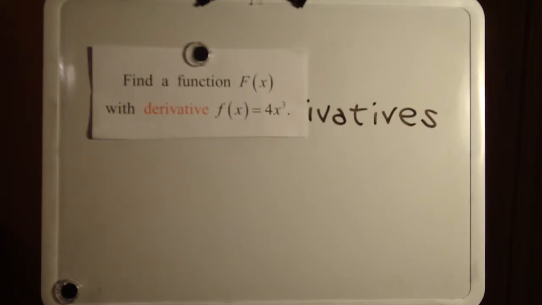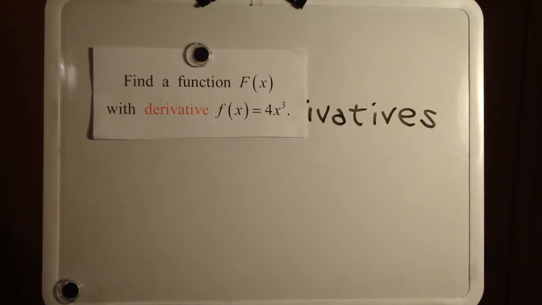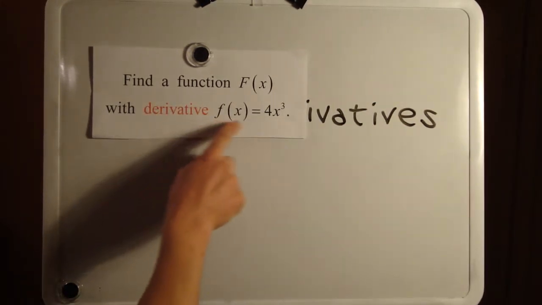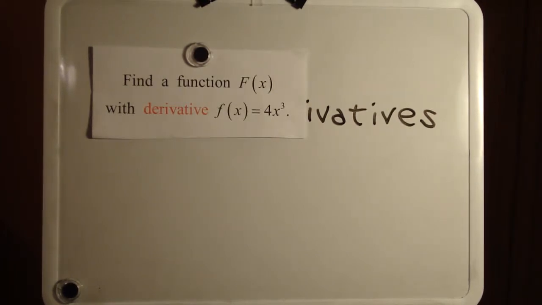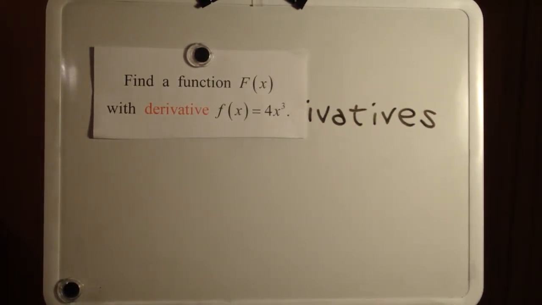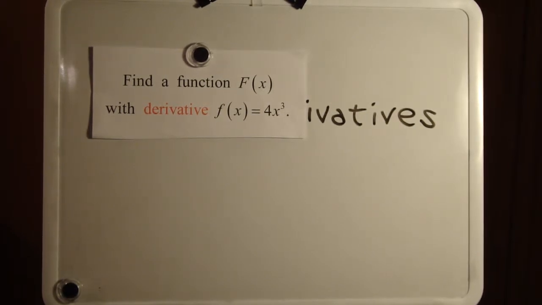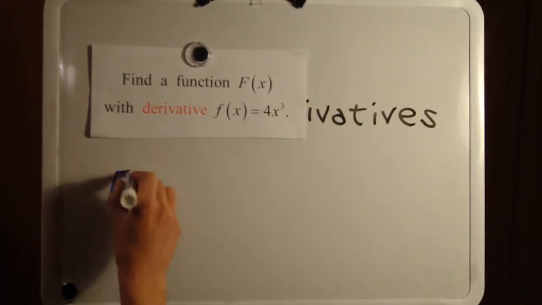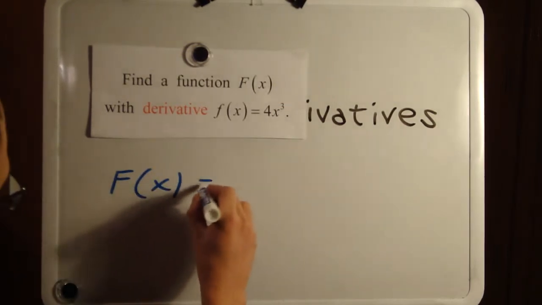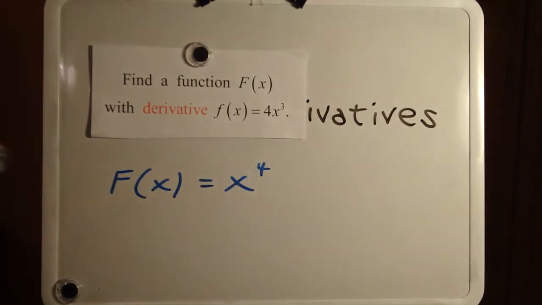This question is saying, let's find a function. We're going to call it capital F of x. So find a function whose derivative is this function here, little f of x, which we write as 4x cubed. This example is meant to be fairly straightforward, like we could almost guess by looking at it. We think this function is the derivative of something, and that something would be x to the fourth. So typically we could write capital F of x is equal to x to the fourth.